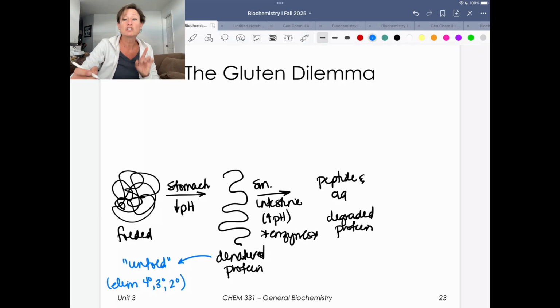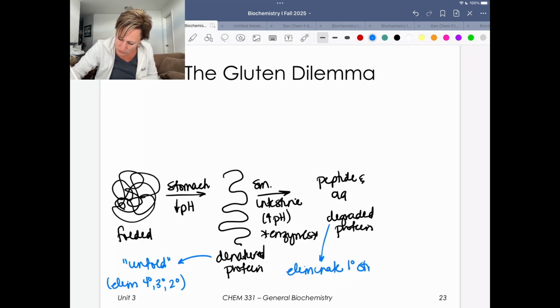Two terms that I need you to know the difference of: what it means to denature a protein, which means to unfold it, eliminating secondary, tertiary, and quaternary structure. But a degraded protein means we are actually breaking those peptide bonds that hold those amino acids together. And so we are eliminating primary structure by hydrolyzing that peptide bond.